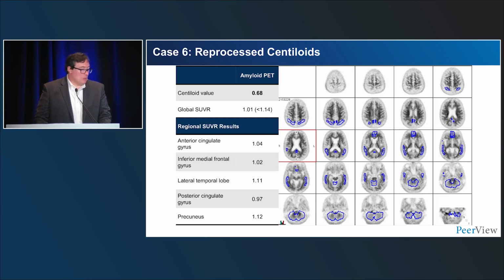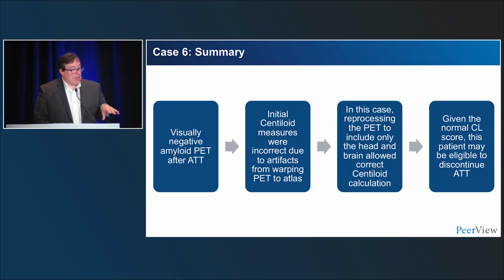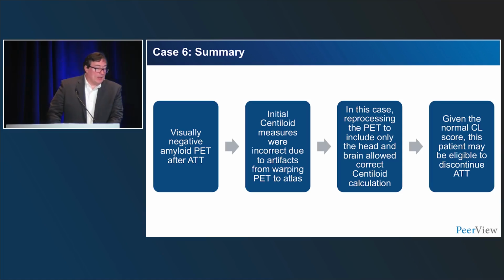Now the Centiloid is 1, which is much more fitting with the patient's course as well as the visual interpretation. So to summarize, they had a visually negative PET after amyloid therapy. The initial Centiloid calculations had an artifact. In this case, reprocessing fixed the error. That won't always be true. And this patient might be able to stop therapy.